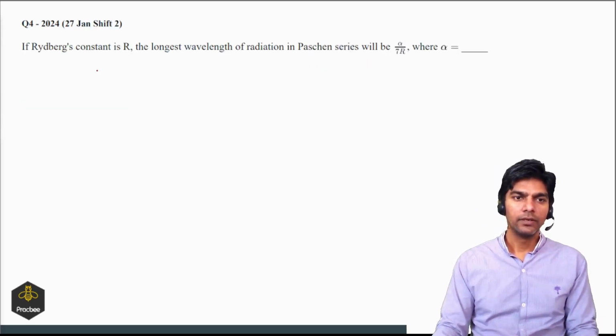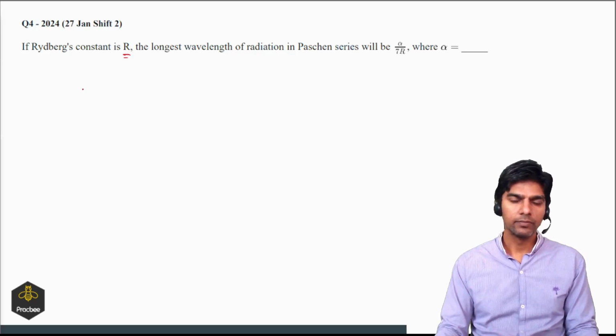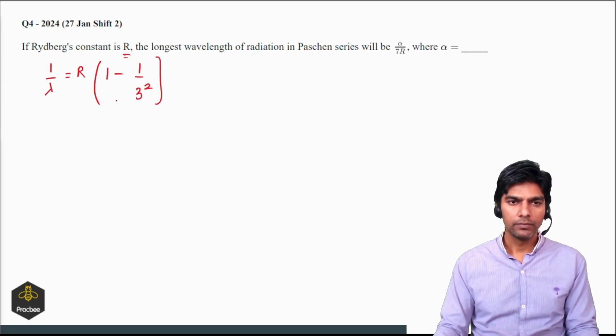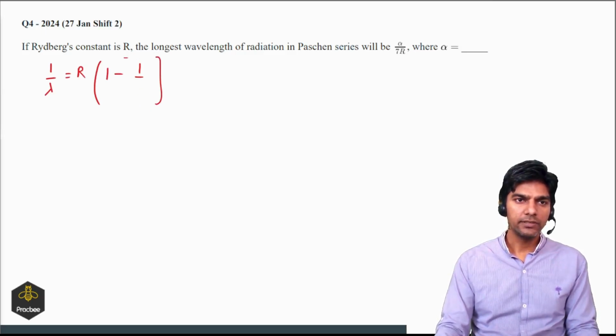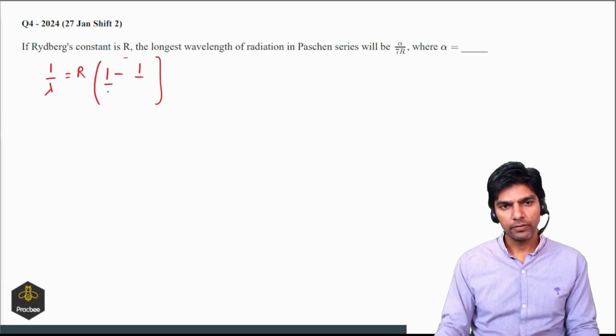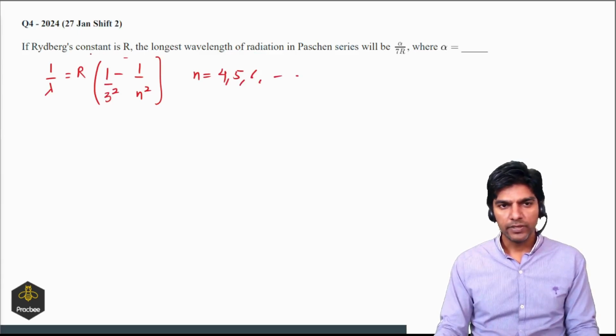Let us see the next question. If Rydberg's constant is R, the longest wavelength of radiation in Paschen series. So in Paschen series, 1 by lambda is equal to R times (1 by 3 square minus 1 by n square). Let me correct this: in Paschen series, the electron jumps from a higher energy level to n equals 3, where n can be 4, 5, 6, and so on.